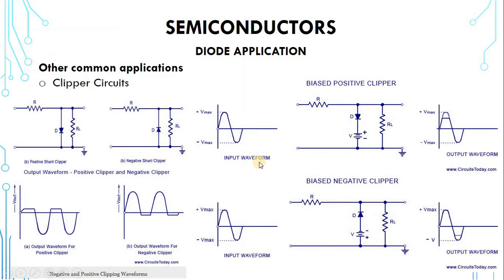Like I said, most devices will need more than 0.7 volts to work with. So how do we clip greater voltages? We introduce what we call a bias voltage into the circuit. As you can see here, this is for the positive clipper. Now we put a bias voltage here.